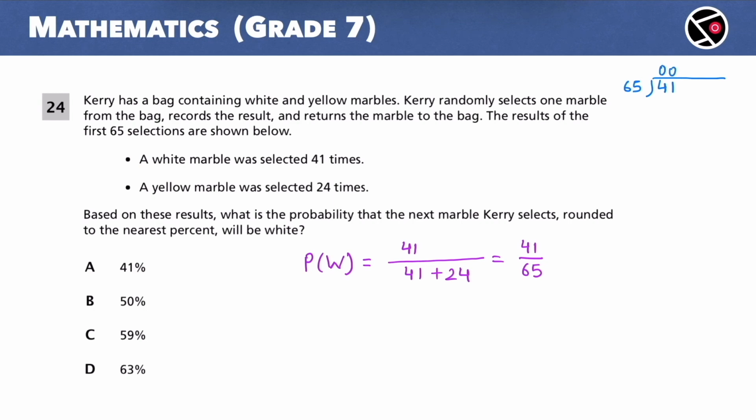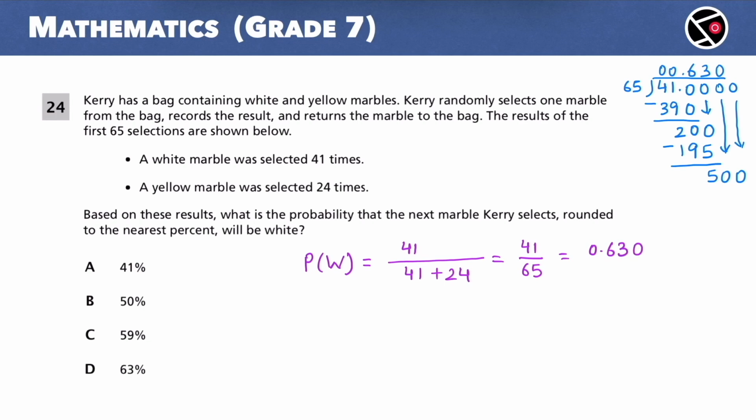So we have a 0, another 0, decimal, and 0. Let's try 6. 6 5s are 30, 6 6s are 36, plus 3 would be 39. 410 minus 390. 0 minus 0 is 0. 11 minus 9 is 2. Another 0, pull it down, we have 200. 3 5s are 15, 3 6s are 18, plus 1, 19. We get a 5 here. We put another 0, pull it down, we have a 50. 50 is smaller than 65, so we need another 0, pull it down, we get 500. We can continue. So we have 0.630.